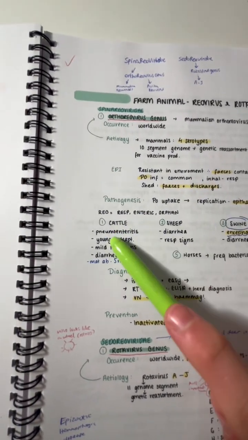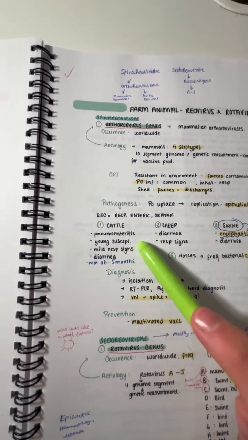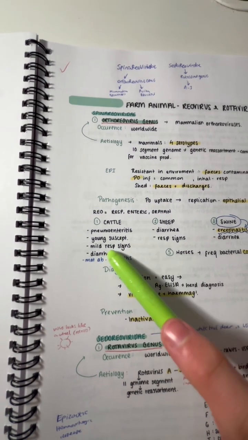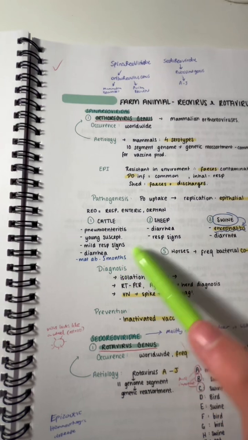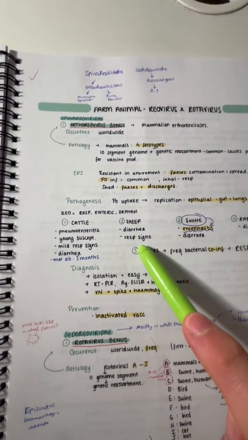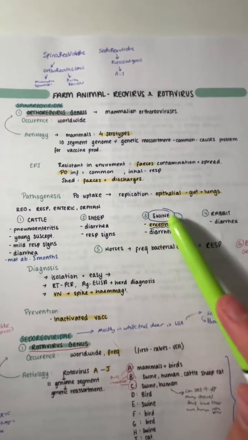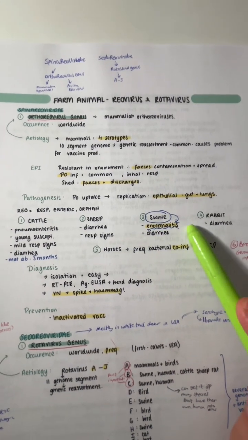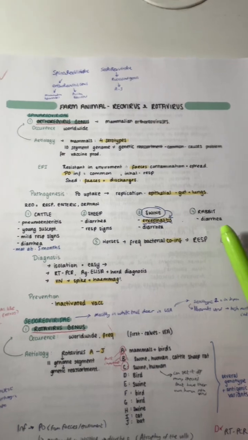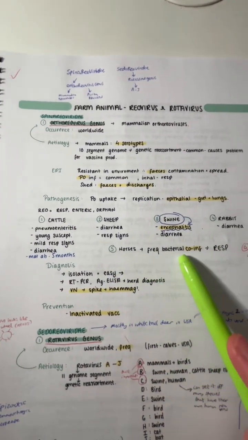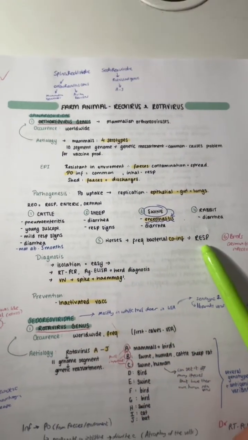In cattle, it causes pneumoenteritis, and young animals are susceptible, and it causes mild respiratory signs and diarrhea. The maternal antibodies last for about 5 months. In sheep, it causes diarrhea and respiratory signs. However, swine is unusual as it can cause encephalitis, but it also causes diarrhea. And in rabbits, it causes diarrhea. In horses, there's a frequent bacterial co-infection, which leads to respiratory problems.